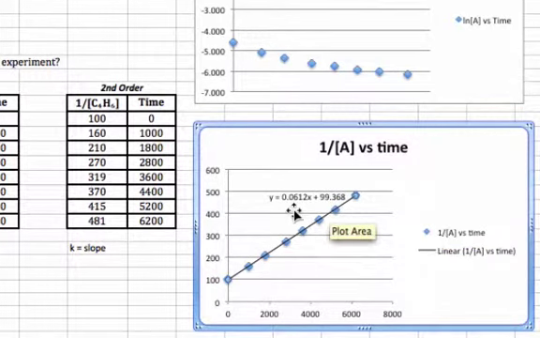It's 0.0612. So I know right away there is my rate constant. I have it. It's there for me. I didn't have to do any calculations.